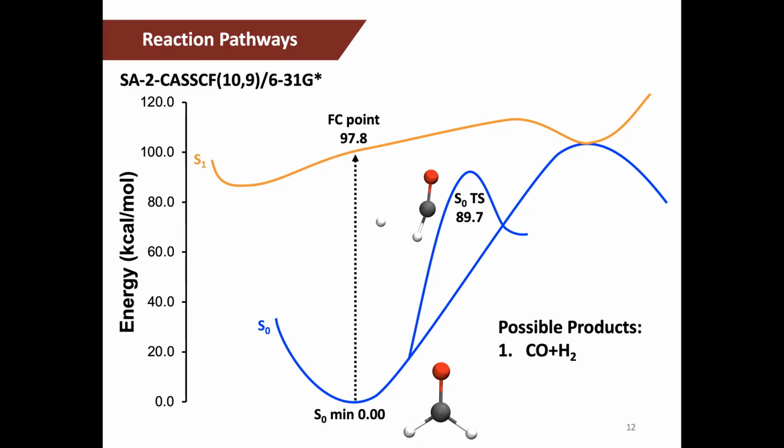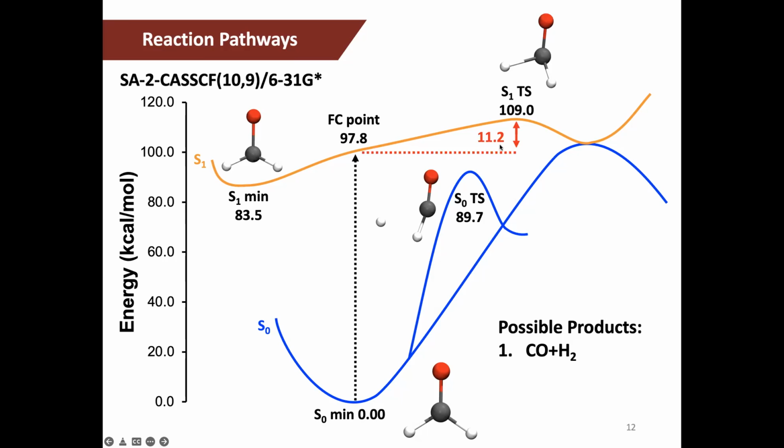So another possible reaction pathway is you can actually excite up to the first excited state, and there's a minimum associated with the first excited state, and this is an n to pi star transition. And then from the Franck-Condon point, you can actually go over the saddle point in S1, and that's an 11.2 kcal barrier, which would then allow you to reach the conical intersection and then go back down to S0 as a hot molecule. And then you can also form CO plus H2 or HCO plus H.